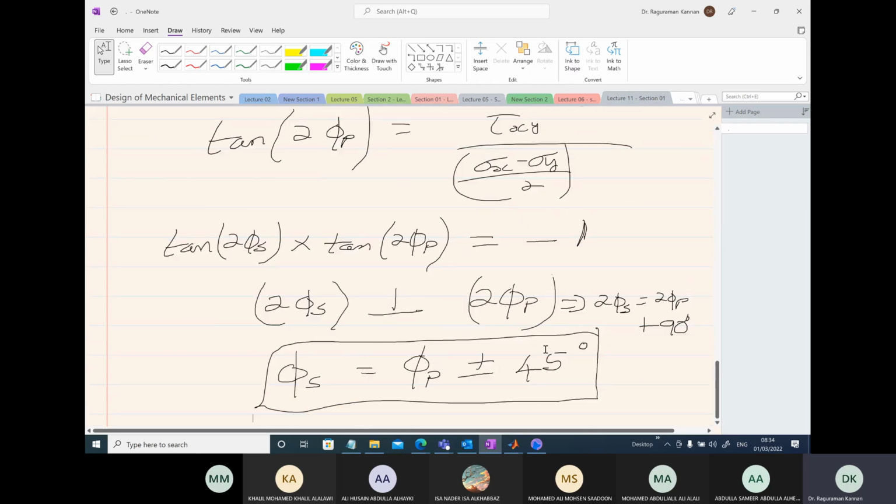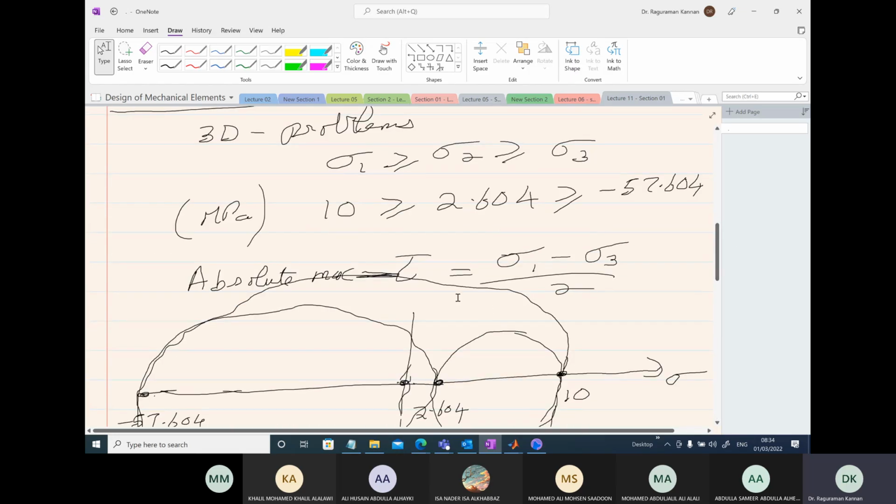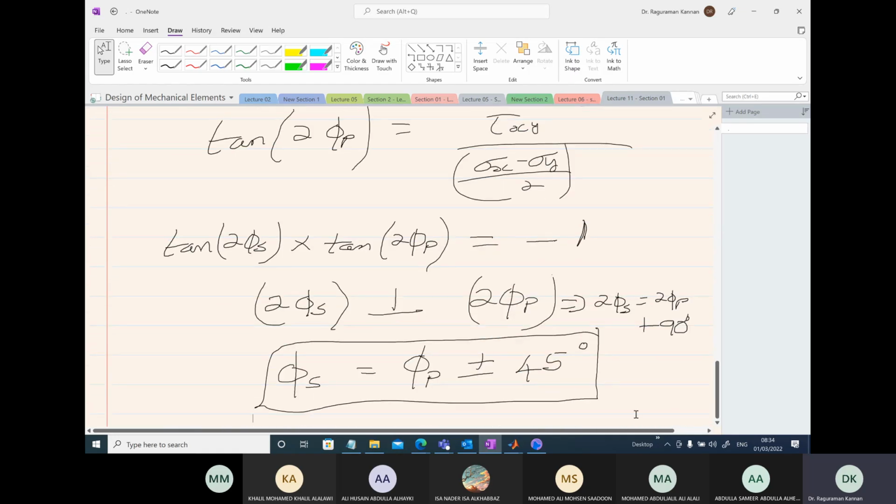But when we go to 3D problems, you need to be very careful. In our case, we are solving a 3D problem. So how do we solve the 3D problem?